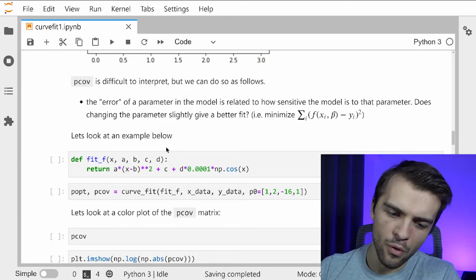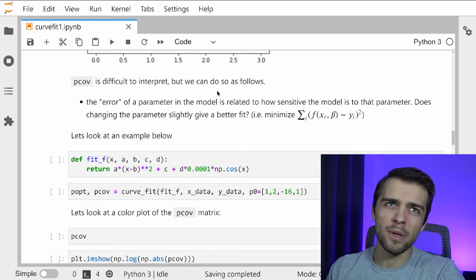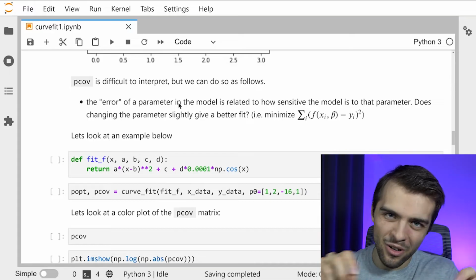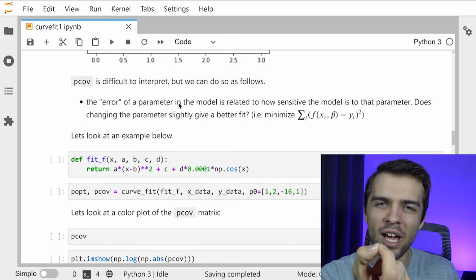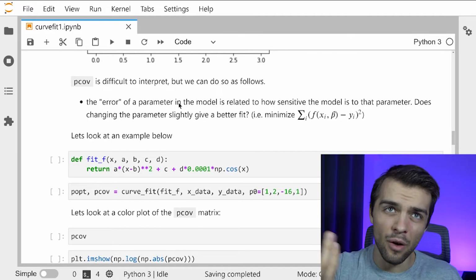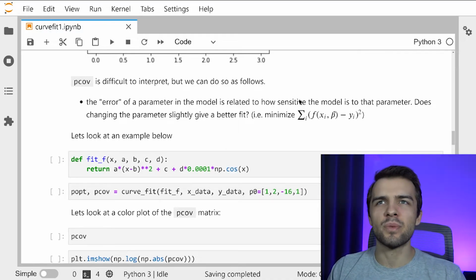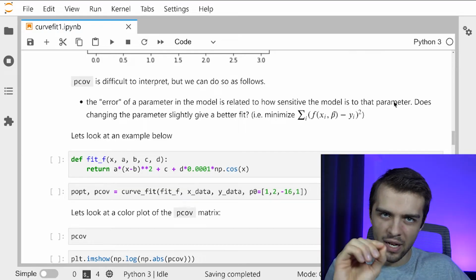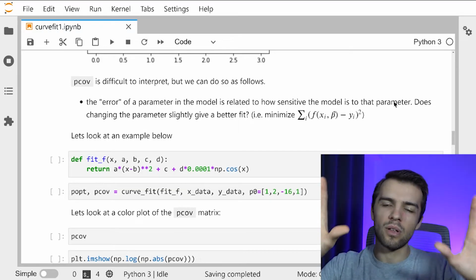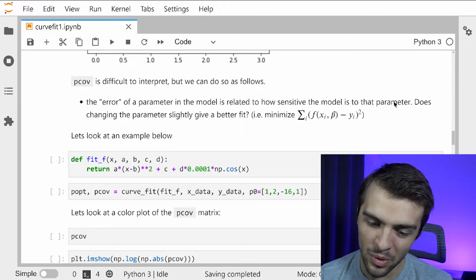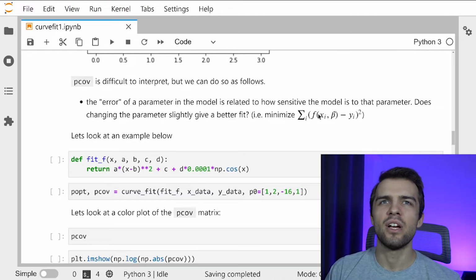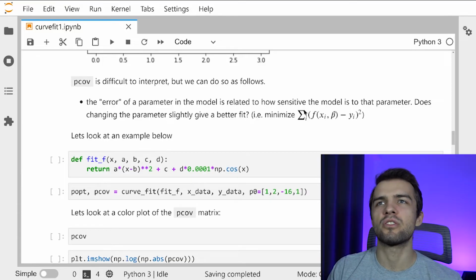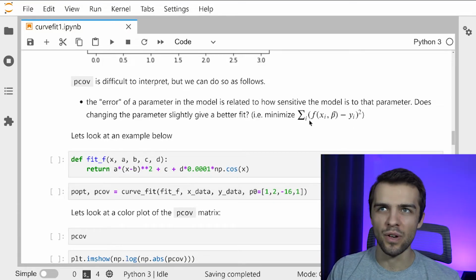So, like I said before, the covariance matrix is a little bit hard to interpret, but you can do it as follows. The error on the parameter, the error on a, right? Because you get an optimal value for a, but what's the error on that? Like, how confident are we that that's the value? That's related to how sensitive the model is to changing that parameter. Like I said, if I change it between 2 to 5 and the model isn't really doing a whole lot, then we don't really know whether or not a is between 2 to 5. So does changing the parameter slightly give a better fit? Does it change the result of this minimization function that I want to do?